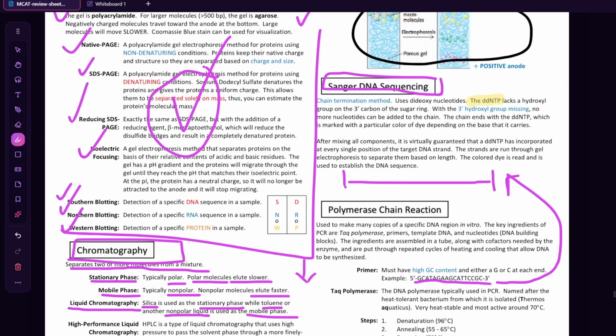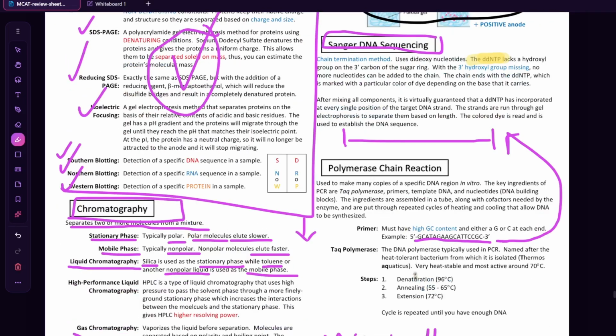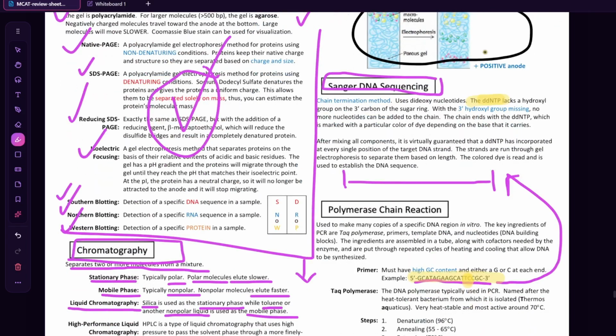So what's gonna happen is that you have those added with the normal nucleotides. Now, each is missing the 3' hydroxyl group that DNA polymerase needs to attach the next letter. So whenever a ddNTP gets used instead of a normal nucleotide, for example thymine, then the chain just stops there permanently. So the chain ends with a ddNTP, which is marked with a colored dye.